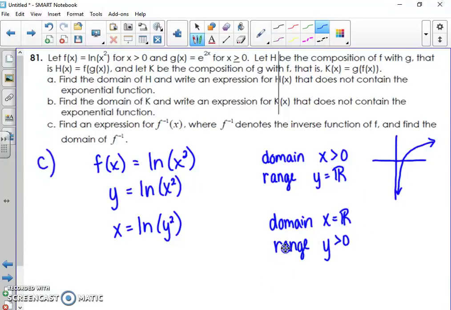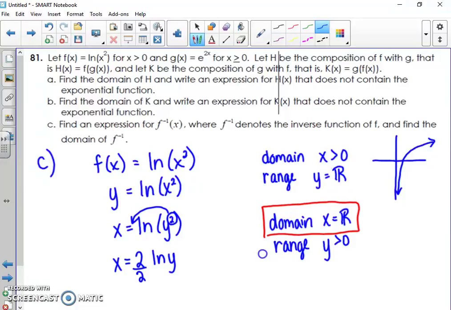They don't ask for range, so you don't have to write this, but I just put it there because it helps me remember that those switched. But the domain for our function is going to be x is all real numbers. We need to finish solving this over here for y because we have to denote it as an inverse function, so it has to be solved for y. So I'm going to pull this 2 out as a coefficient because my properties of natural logs tell me that I can do that. So x equals 2 natural log of y.